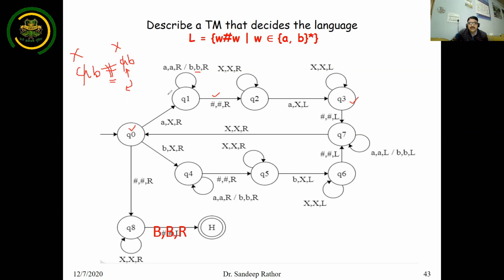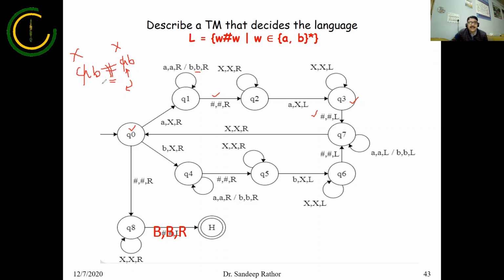Clear? So on Q3, definitely you will find the hash sign because while moving towards the left direction, you will find the hash sign. So we don't require to convert this hash sign into any other symbol. Just read hash sign, write hash sign, and move towards the left. So see here, this is the transition. Now you are in the state Q7.